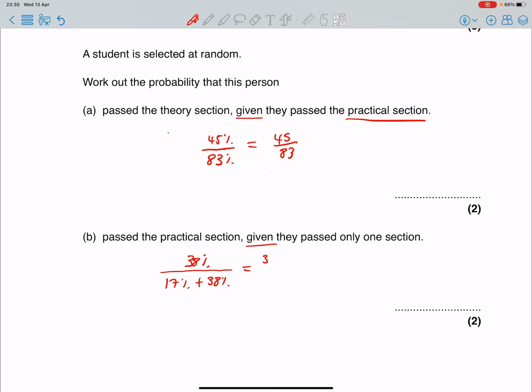Now that becomes 38% divided by 17 plus 38, which is going to be 55. Yep, 55%. So that is equal to 38 over 55, just like that.